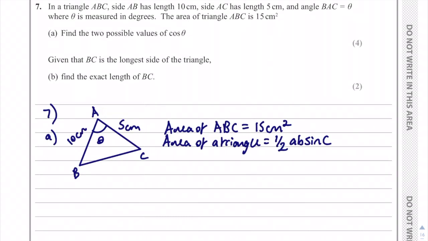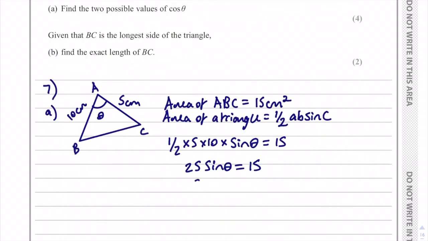So what we can do is we can say that a half times 5 times 10 times sine theta is equal to 15. Well, if I simplify the left-hand side, I'm going to get 25 sine theta is equal to 15. Divide both sides by 25, I get sine theta is equal to 15 over 25, which is the same as saying sine theta equals 3 over 5.